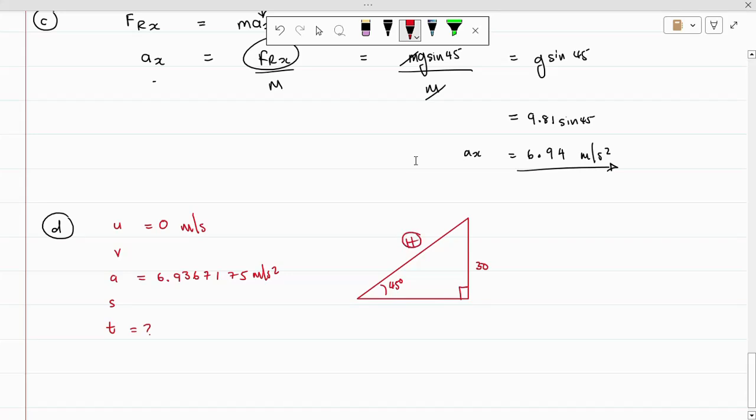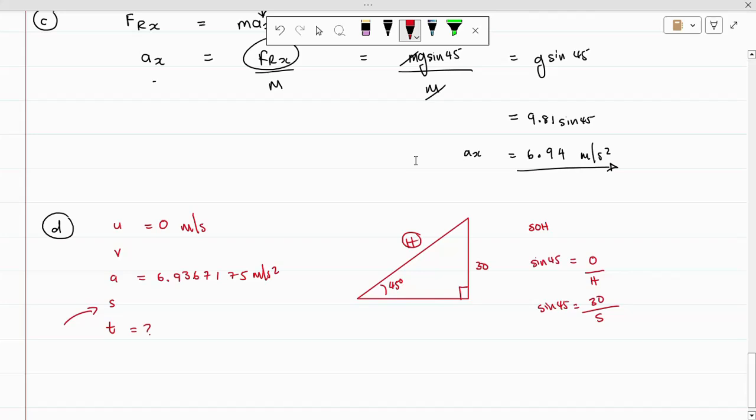So we need to look for something with O and H, right? So that's going to be SOH from SOH CAH TOA, right? So that's going to be sine 45 is equal to opposite over hypotenuse. Sine 45 is equal to the opposite, which is 30, divided by the hypotenuse, which we don't know. We're going to call that S, since that's the displacement we're looking for.